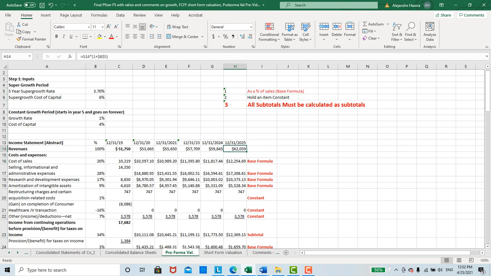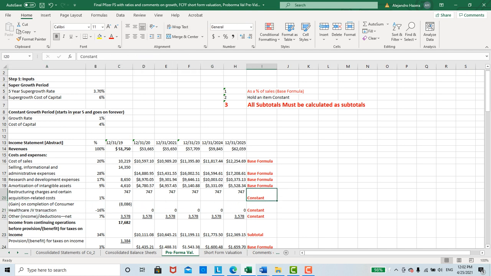Number 1 is you can handle items as a percentage of sales. You're going to do this for certain line items which are directly related to the level of sales. Costs are generally related. Administrative expenses certainly are, maybe in a delayed manner. Research and development should lead to greater sales, not directly, but there's a relationship there. Amortization of intangibles is questionable, but for a drug company, the more patents you have, the more sales you have, so we'll go with that. Okay, restructuring charges, definitely not. A one-time gain, definitely not. So we held those constant.